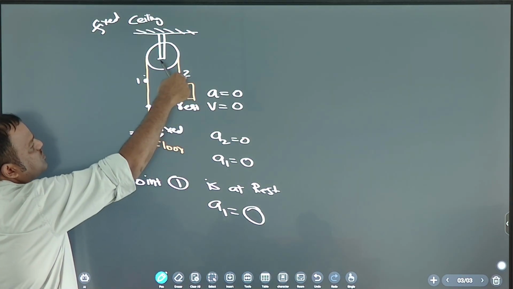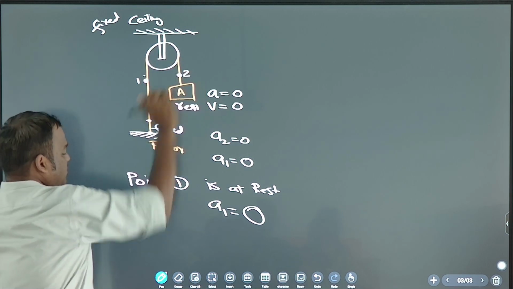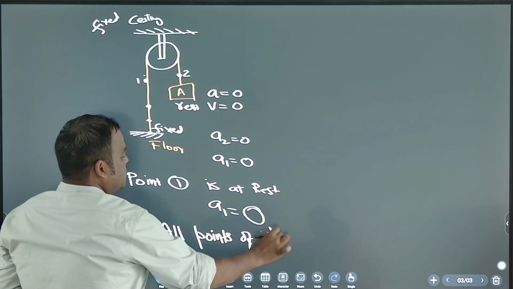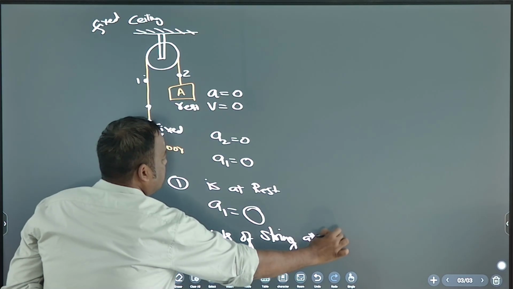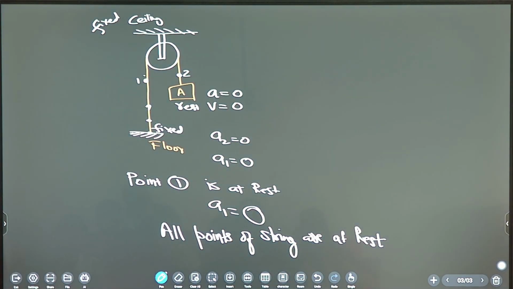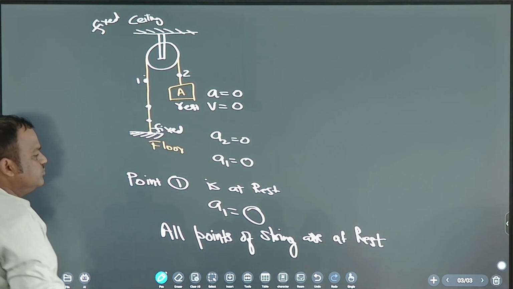Acceleration of 2 is also 0, because all points of the string are at rest. All points of the string are at rest, so acceleration 0. Like that, all points of that rope are at rest. Okay, so acceleration 0, velocity 0. Correct.